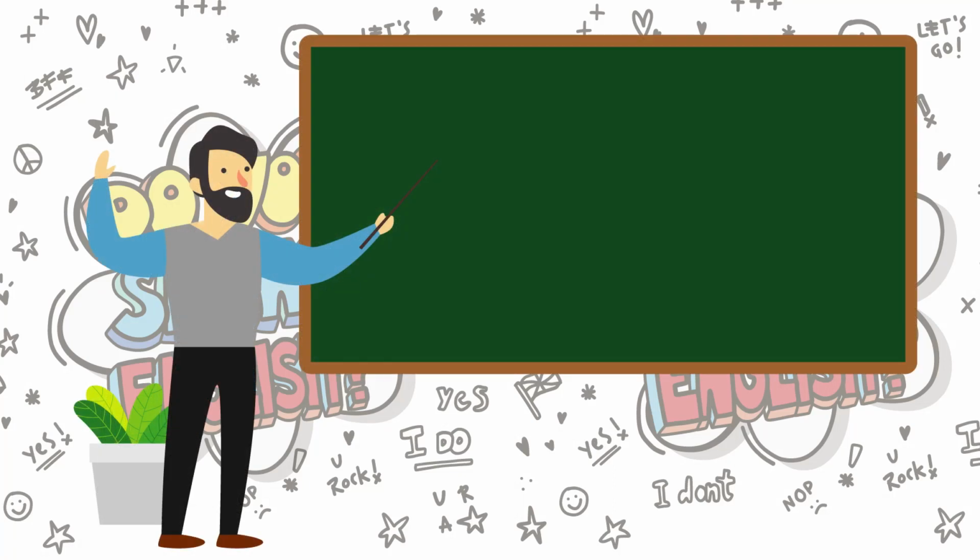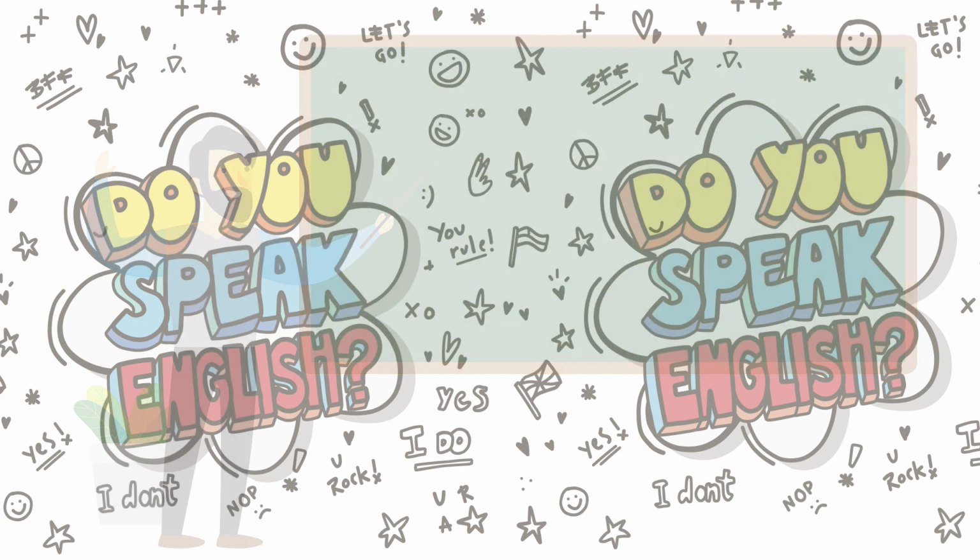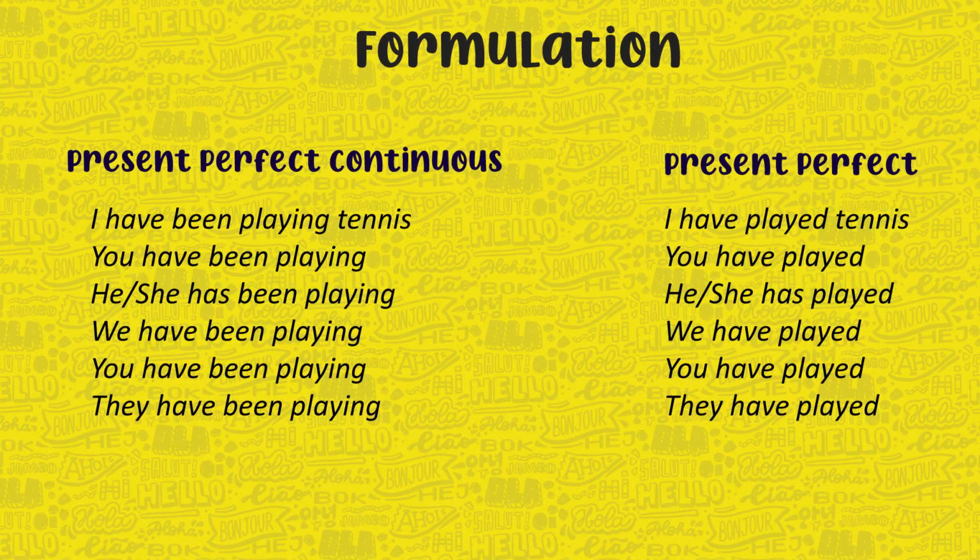Well, in this video we are going to study the differences between the present perfect continuous and the present perfect. Before watching the rest of the video, we have to know that we use both of these tenses for finished and unfinished actions. But let's see what's going on with the difference.